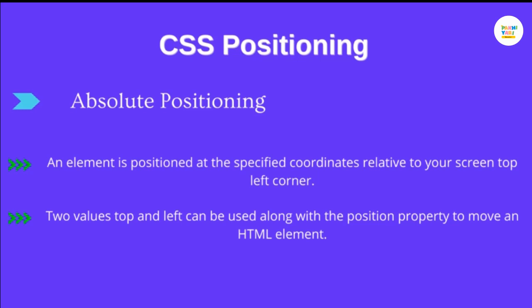Two values, top and left, can be used along with the position property to move an HTML element. For example, if you pass 0, 0 in the absolute position, it will go to the top and the left-hand side, and if you want to make some changes, you can just keep changing the values, the left and the top, to put it in a particular position.